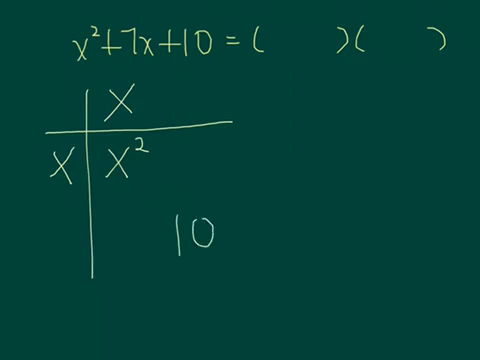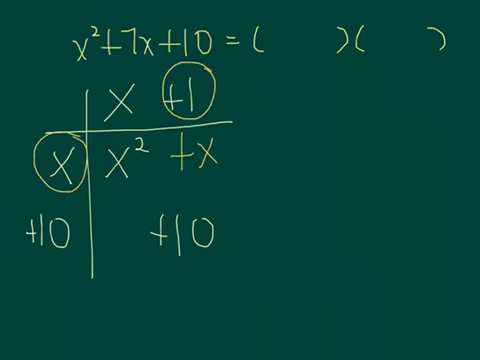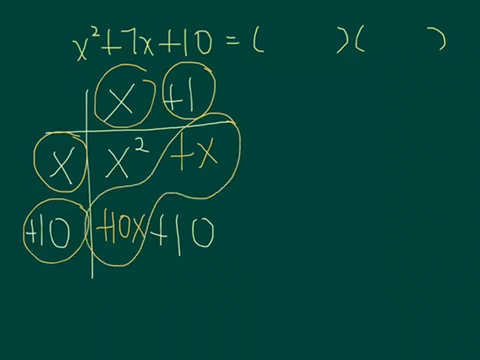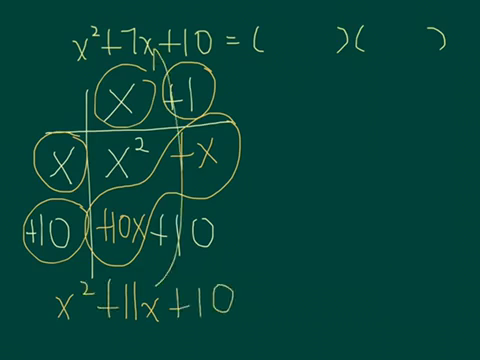Alright, next, what do I fill up the frame with? 10. The first thing that comes to you when I ask what is a factor of 10 is 1 times 10. Now, this is where there is a check. You need to do your wonderful check. Plus 1 times x gives you plus x. And x times plus 10 becomes plus 10x. When you add this together, what do you get? 11x. So your product becomes x squared plus 11x plus 10.